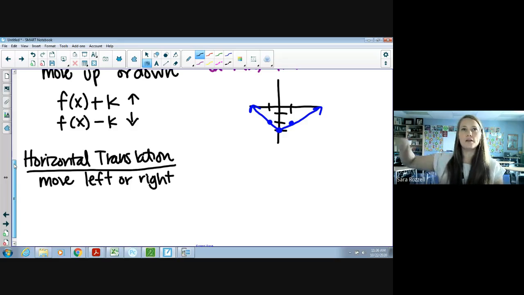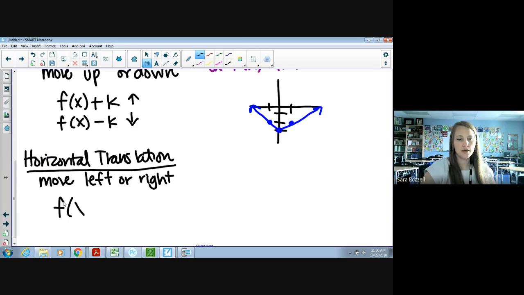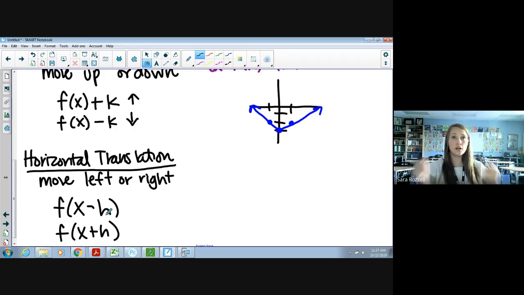For the up and down, the number is outside of the parentheses or outside of the operation, whether it's square root or cube or whatever you've got going on. But for horizontal, it's inside of your parentheses or inside of your operation. So we could do f of x minus h, f of x plus h. So you're going to see actual parentheses or inside your absolute value. That's where the number is going to be for it to be moving left and right. Okay, so inside is left and right, outside of the operation is up and down.